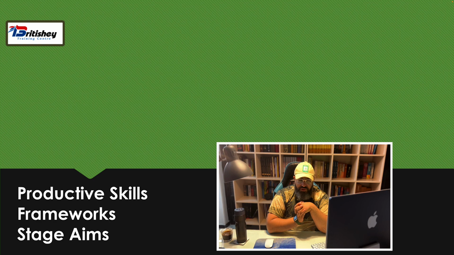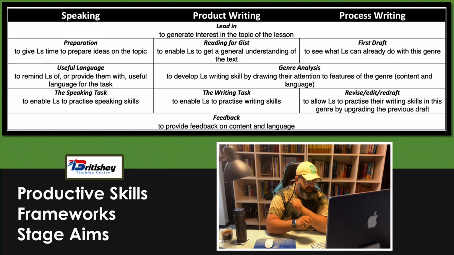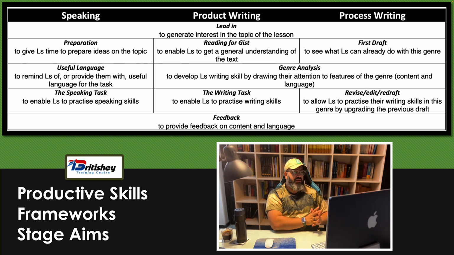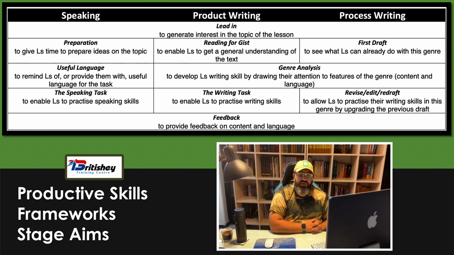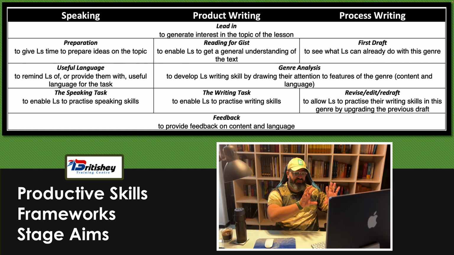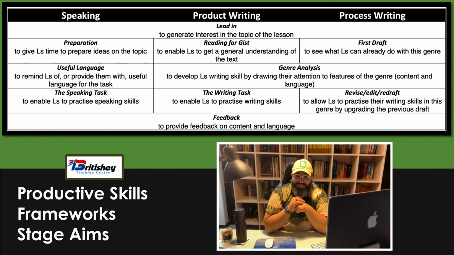Right, good. Another gift, a third gift actually, productive skills framework, stage aims. And here you are: speaking, product writing, process writing, the stages and their aims. So your screenshots, my friends, keep these on your laptops. You will really need them if you're on a CELTA course, or even a TEFL course, or a Cert TESOL course, you name it.